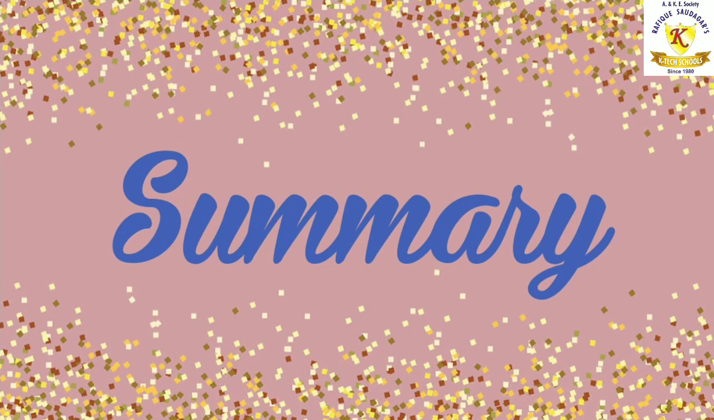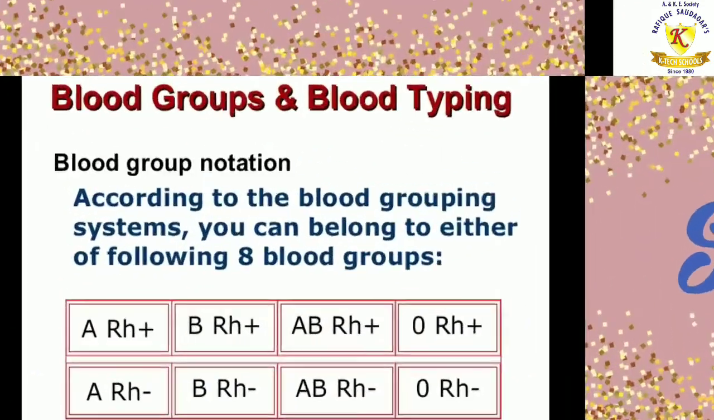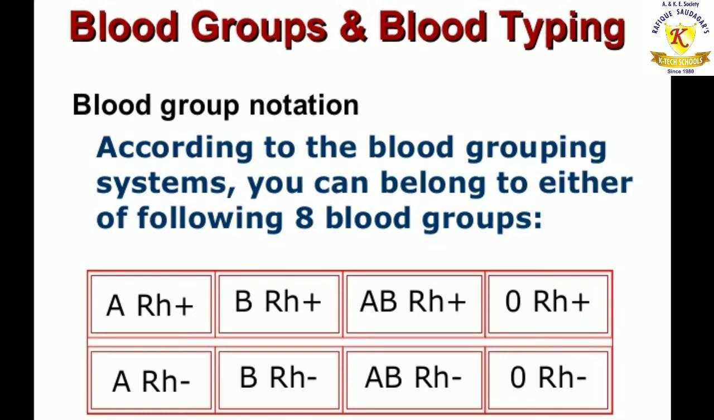So let's take the summary. Blood groups and blood typing. Blood group notation. According to the blood grouping system, you can belong to one of the following 8 blood groups: A Rh positive, A Rh negative, B Rh positive, B Rh negative, AB Rh positive, AB Rh negative, and O Rh positive, O Rh negative. So these are the 8 types of blood group.